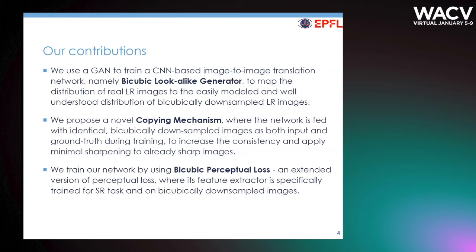And we do this in two ways. First, we have a copying mechanism where the network is fed with identical bicubically downsampled images as both input and ground truth to prevent over-sharpening and artifacts. And second, we have our own version of bicubic perceptual loss, where the feature extractor is an SR network which was trained on bicubic downsampled images.